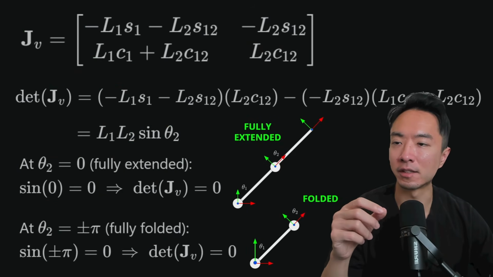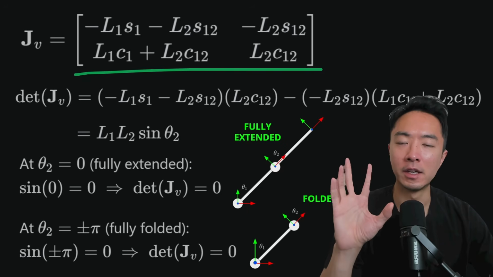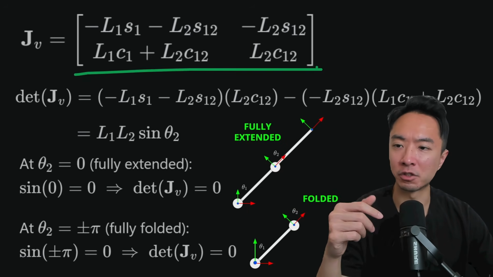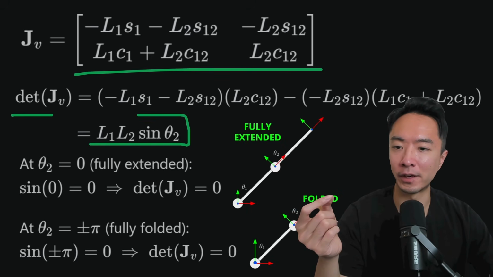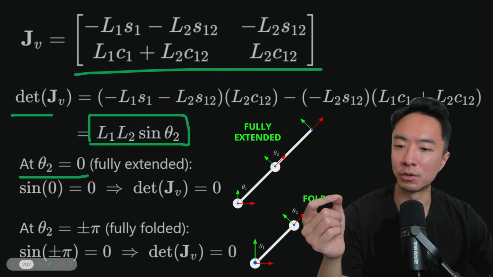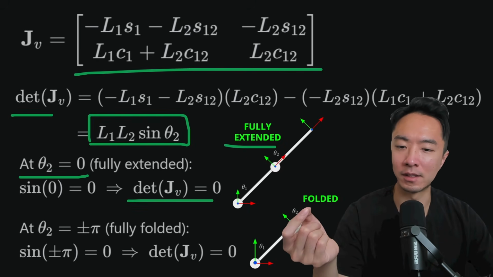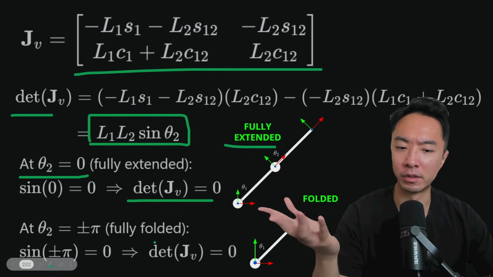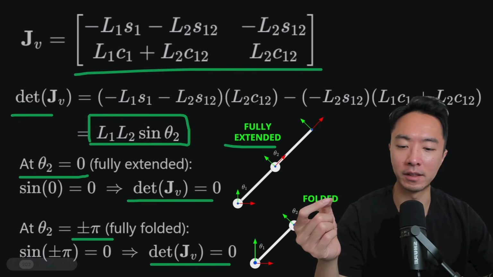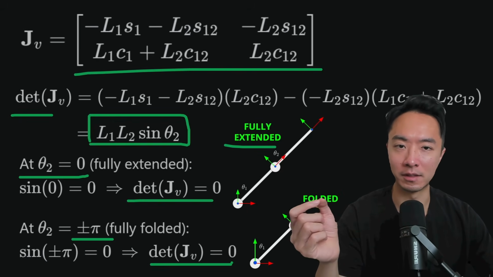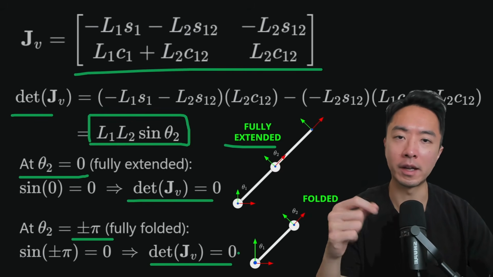You can see right here, this is an example with the 2DOF. If we find the Jacobian, we have this as our final equation that calculates the Jacobian matrix. And if we calculate the determinant, we find this is the final expression. At theta 2 equals 0, meaning that the arm is fully extended, we see the determinant is 0. Similarly, if it's folded up, we have theta 2 equals pi, and if we plug it in, we also see that the determinant is 0. So mathematically, we've confirmed that both of these situations are at singularity.